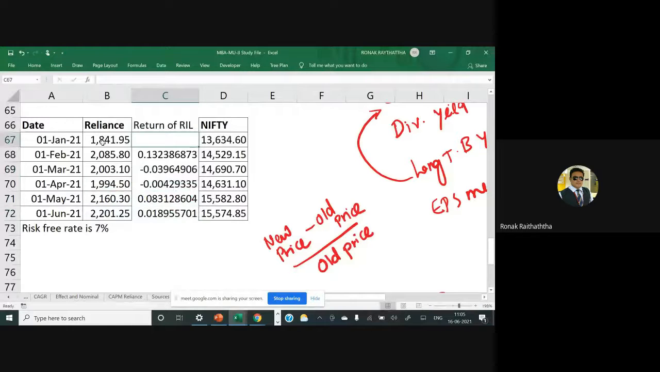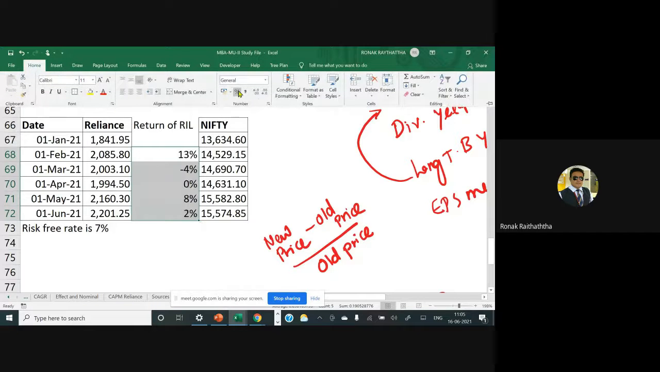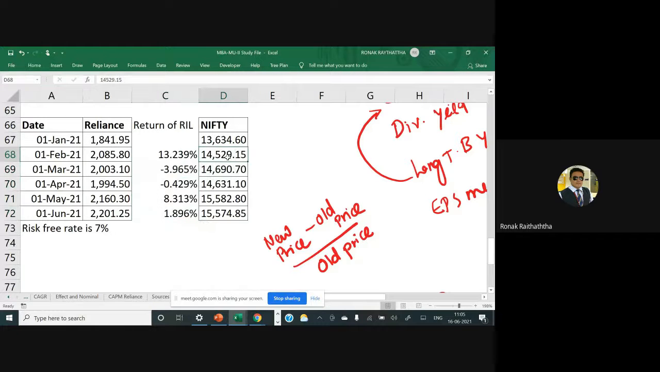So let me just convert these returns into percentages. Now going to the Home tab and pressing the percentage sign here. So these are the percentage returns we have got in various months. Similarly, let's do it for Nifty as well. I'm just copying and pasting it down over here.